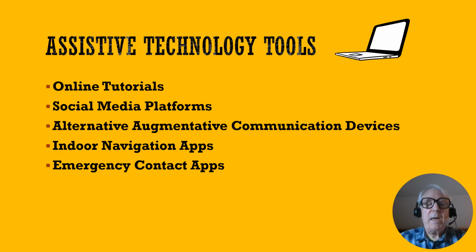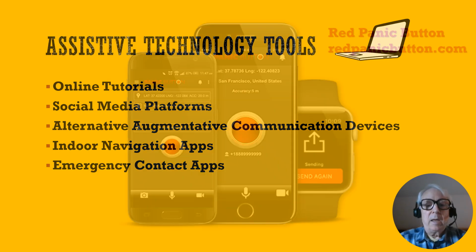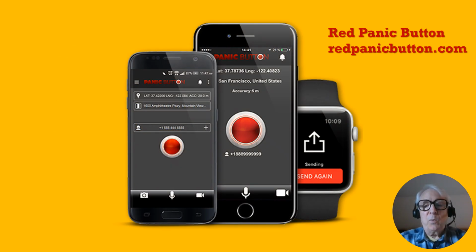Another category is emergency contact apps. What do you do if you're in an emergency or a bad situation? There's Red Panic Button as one among other similar apps. What you do is first you list your emergency contacts. Then whenever and wherever you are, if you run into trouble, you push the red button and the app will send your contact or contacts a text message containing a Google Maps link to your location.